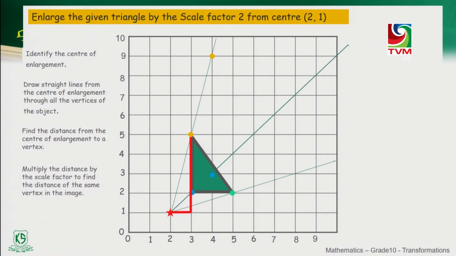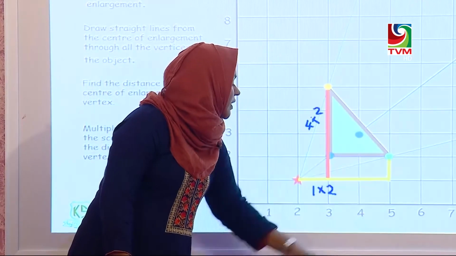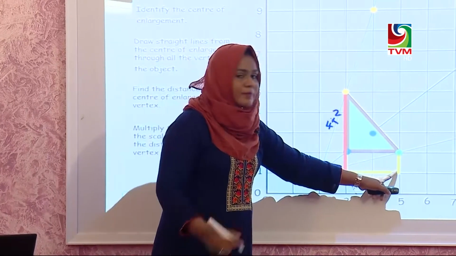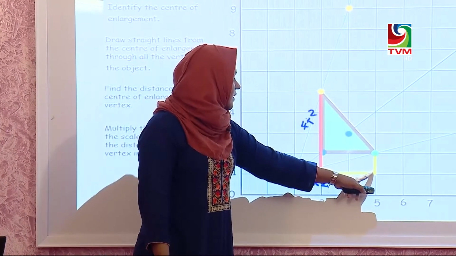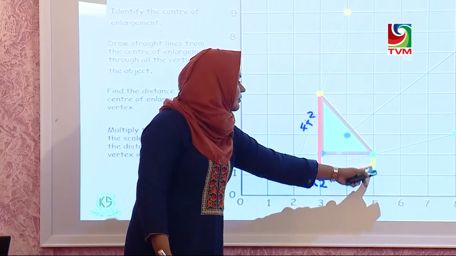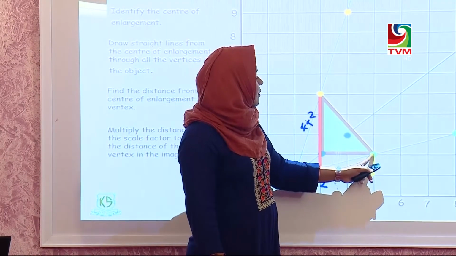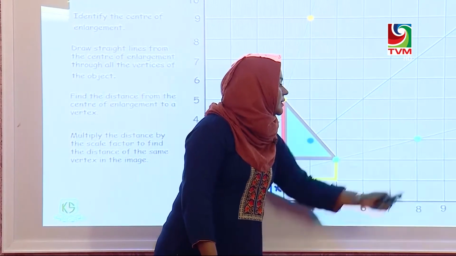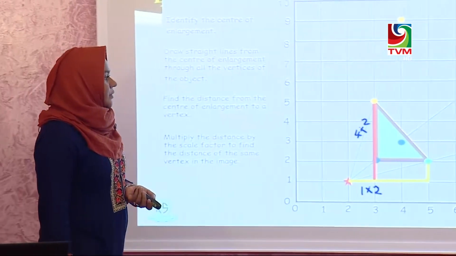Now the same way, the third point, check the distance from the center of enlargement to the point there. Now if you can see we have across 3, up 1. Now multiply it by the scale factor 2. If you have across 3, multiplying it by 2 will give you 6. So across 6 squares, and then since vertically we have 1 square, 1 multiplied by 2 is 2. So across 6, vertically 2 squares. This is the same point on the enlargement.